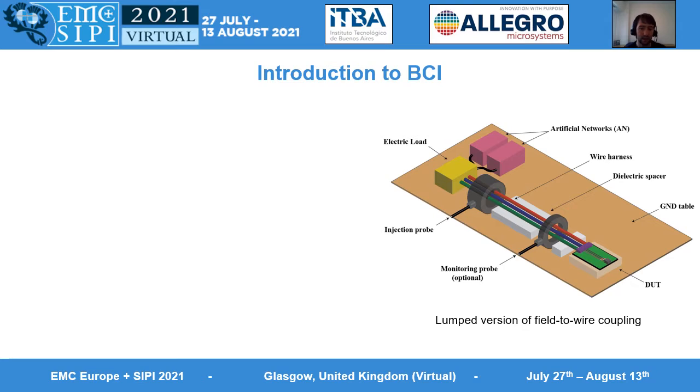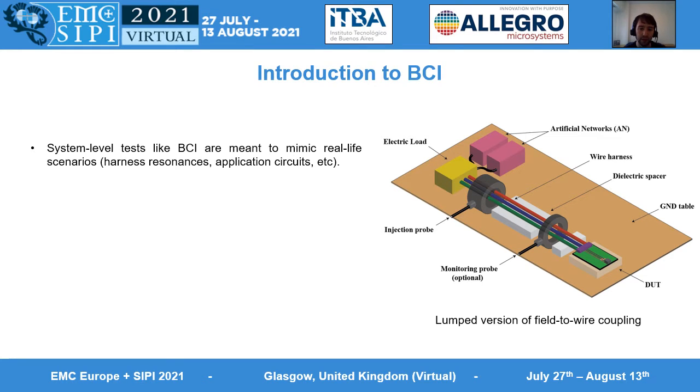A typical BCI setup is shown on the right. It is composed of an artificial network, an electric load, a wire harness, some injection and monitoring probes, and of course a DUT. It's typically composed of an IC, some external devices, and a PCB. The goal of this test is to provide a good correlation with the real application. That's why these tests are called system-level tests, because they try to mimic, for example, harness resonances or the application circuits that will be used in real life events.